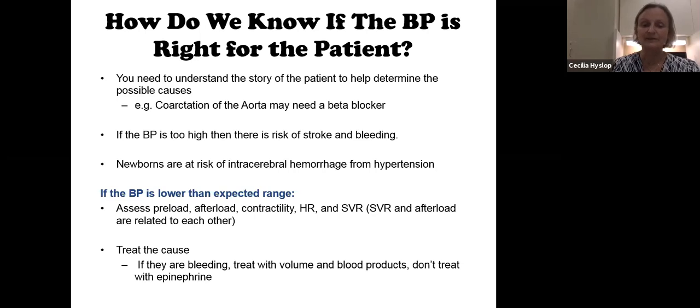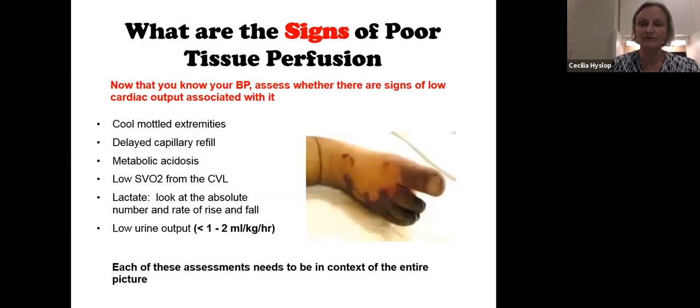And we use the interprofessional team to make sure that we really understand the problem. We are going to ask for ideas if we're not sure of the problem. So what are the signs of poor tissue perfusion?